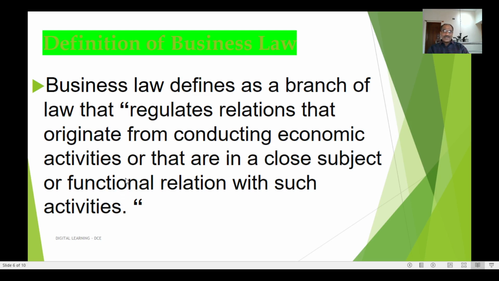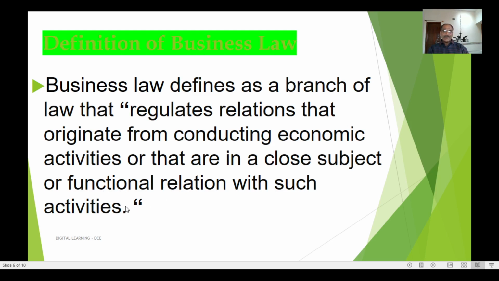Therefore, business law is very important for all the business people, following the rules and regulations of the business law with such other activities. Therefore, functional relation with such activities means the business activities.